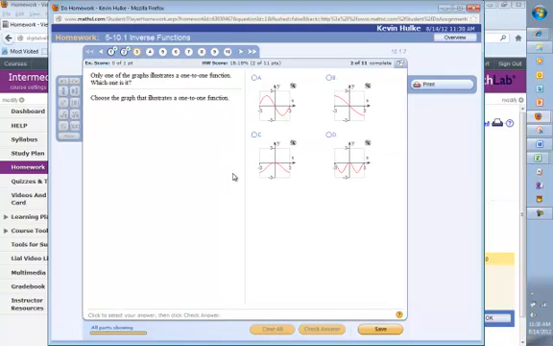All right. A 1-to-1 means that if you go vertically, you only cross it once, and if you go horizontally, you only cross it once. And the only one that is like that is letter B. So that is the 1-to-1 here.